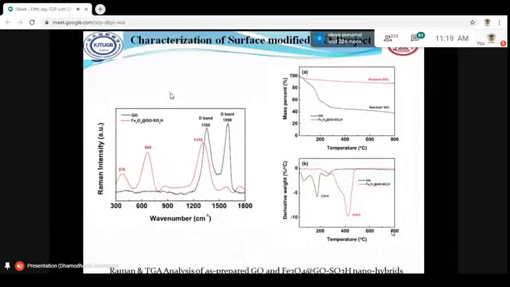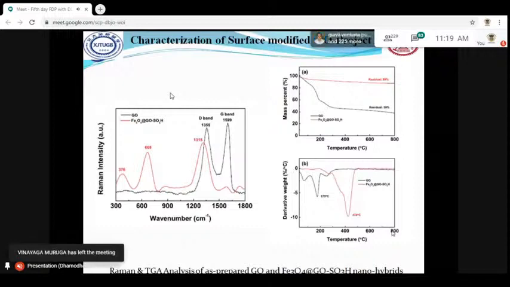In the case of Raman analysis, generally for graphene oxide we get the D band and G band around 1300 and 1500. If we get this, we can conclude that our graphene oxide has been successfully created.